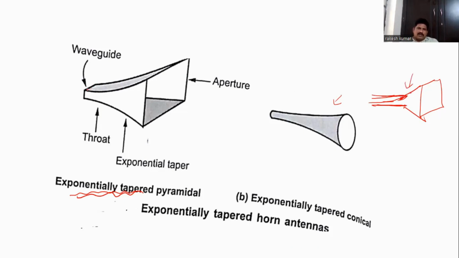But if the structure is like this, without any notch, the signal will go like this without any disturbance. Such type of tapering or construction is called an exponentially tapered pyramid. This is in the case of rectangular waveguide. This is in the case of circular waveguide. So we are going for exponentially tapered structures because here there will be no ruggedness.